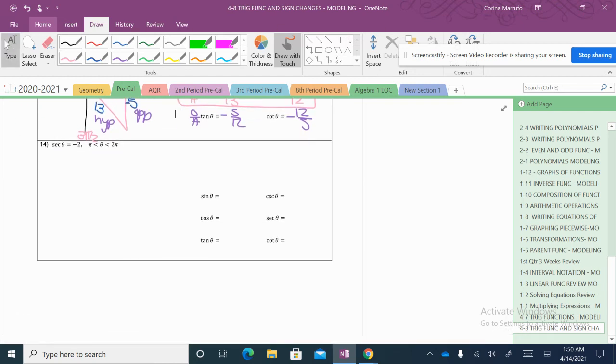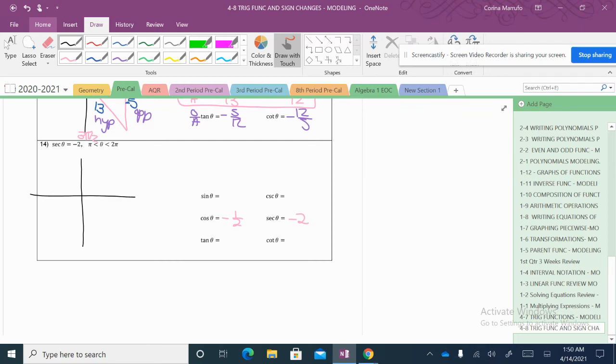All right. And the last one. So here it says secant of theta is -2. So I'm going to go ahead and fill that in real quick. Secant here is -2. Okay, which makes cosine -1/2. I just flip it over. Still has the same sign. So I'm going to go ahead and draw my graph.